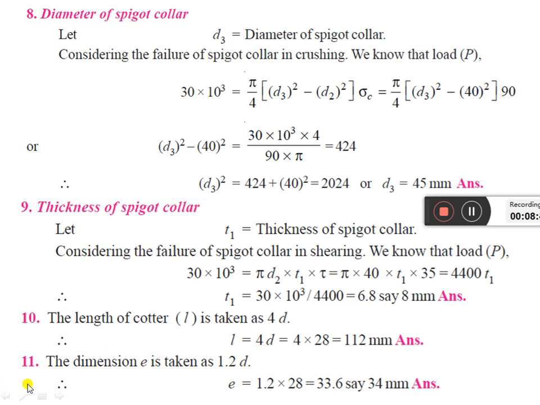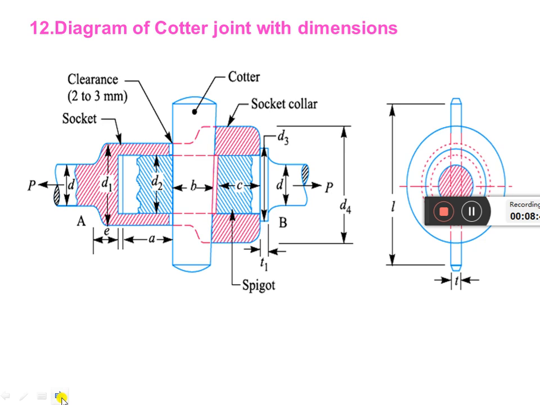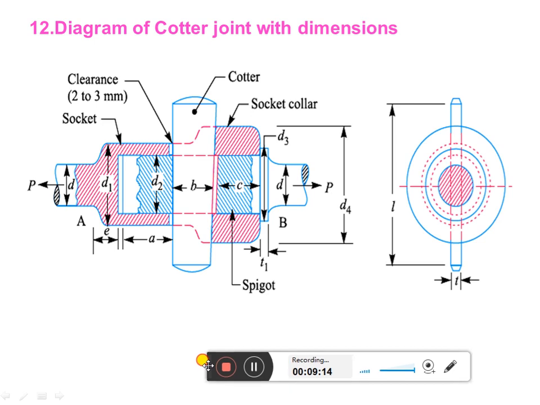So after finding the values of all the dimensions of the cotter joint, we have to draw a diagram of the cotter joint with the dimensions. We have to draw the diagram and mention all the dimensions we found in the previous steps, that is d, d1, d2, b, c, d4, d3, a, e, t1. All the values you have to mention in the diagram, and this is the procedure to solve the problem of cotter joint. The remaining things we'll discuss in the next class. Thank you.